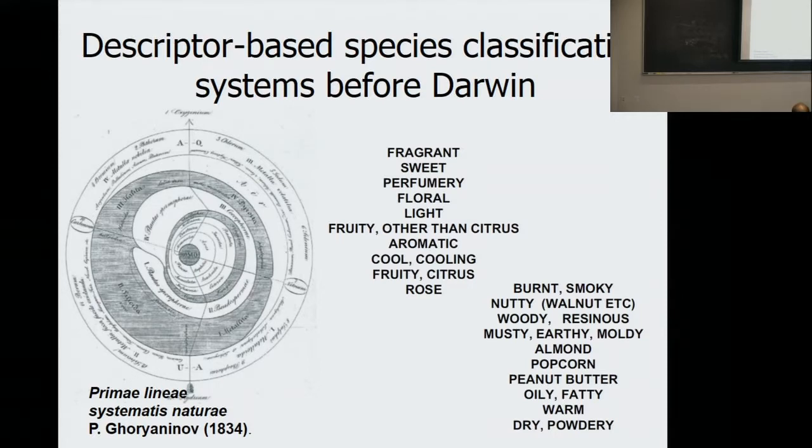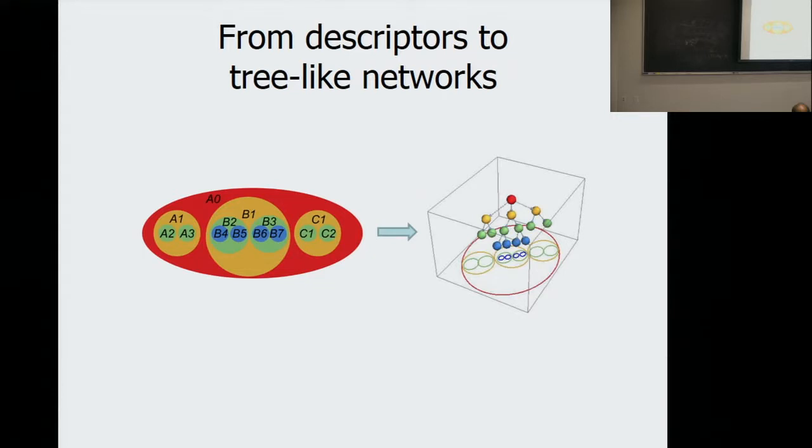The trick of going from descriptors to trees may be a background that is familiar to many of you here. If I have a set of overlapping descriptors, I can construct a tree-like network where the center of each circle becomes the x and y, but the z coordinate is the size of the circle. In this way, the broadest category gets assigned the largest z axis, and the smaller ones will have a lower position. So from a set of descriptors, we can go to a hierarchical structure. If we can do that, then maybe we could have coordinates for odors.